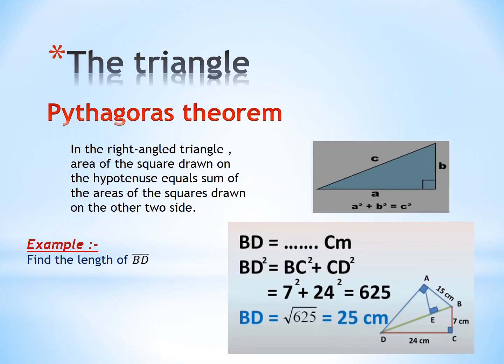خدنا ايه في الترينجل؟ احنا عرفنا في الاول ان sum of the measures of the interior angles of any triangle equal 180. بعد كده في الثيرم اسمها بايثاغورس ثيرم، دي كانت في الترم الثاني في preparatory 1. بيقول لي in the right angle triangle، مش في اي triangle طبعا، في right angle triangle area of the square drawn on the hypotenuse equals sum of the areas of the squares drawn on the other two sides.